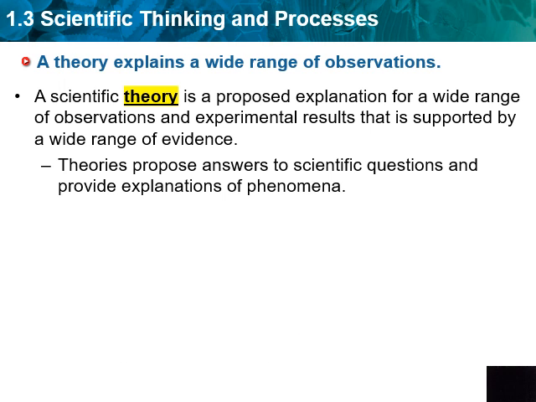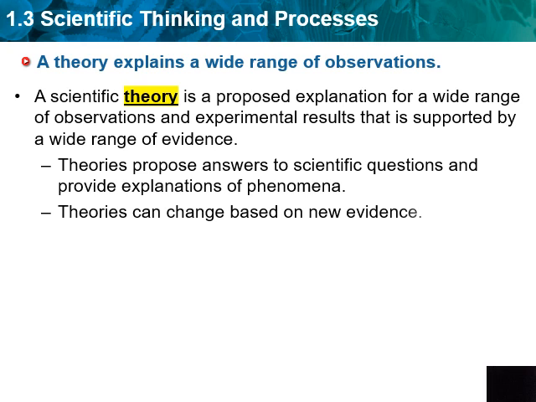A scientific theory. A theory explains a wide range of observations. A scientific theory is a proposed explanation for a wide range of observations and experimental results that is supported by a wide range of evidence. Now, we can't 100% say that it happened. It proposed answers to scientific questions and provides explanations of things that we cannot actually perform an experiment on. But we have a lot of factual information to back it up. We've gathered a lot of evidence to back it up, but you just can't run an experiment to test to see if it would actually happen. And theories actually can change based on new evidence.